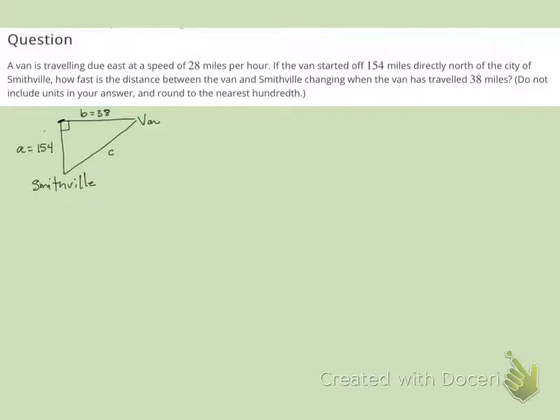We know that the rate of change for the van, so dB/dt, is 28 miles per hour. Now, where it started in the town of Smithville, that side is not changing. So the rate of change for that is going to be 0. And we want to find how fast the distance between the van and Smithville is changing. So we want to find dC/dt.